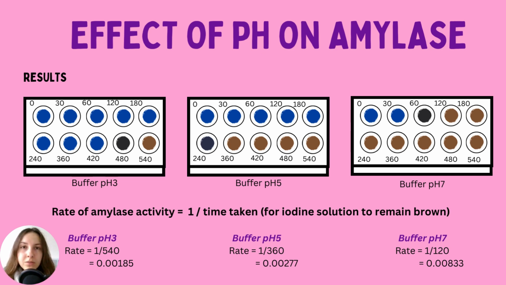And also, we want to use some maths. We want to quantify our results as well. So I have worked out the amylase activity, and all I've done is do 1 divided by the time it takes for the iodine solution to remain brown. So in this case, I've worked this out for each of the different pH solutions. And you can see that quantifying this, we can see that the rate is much quicker for pH 7 in these results. If you have done this practical before, let me know what results you got.